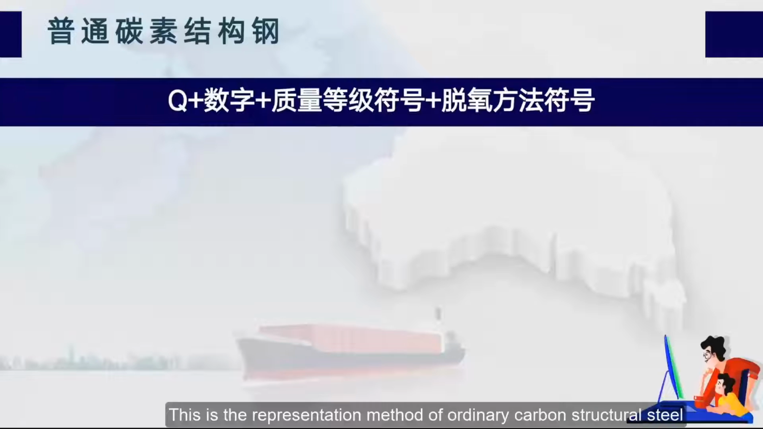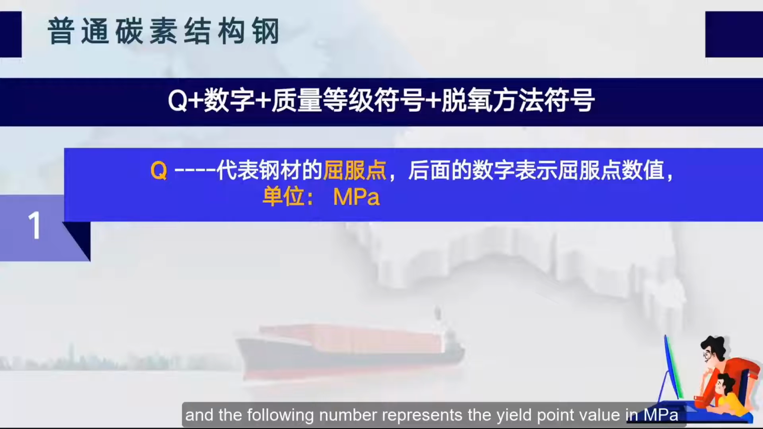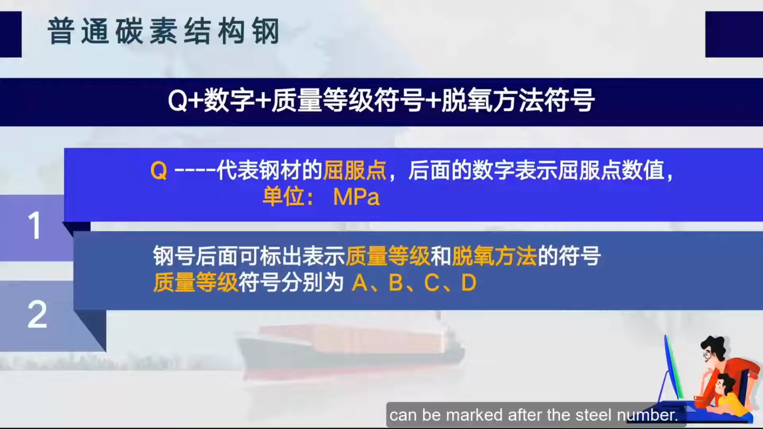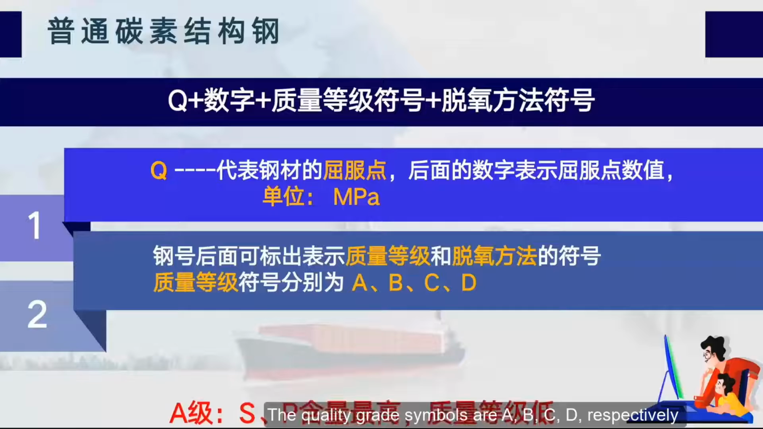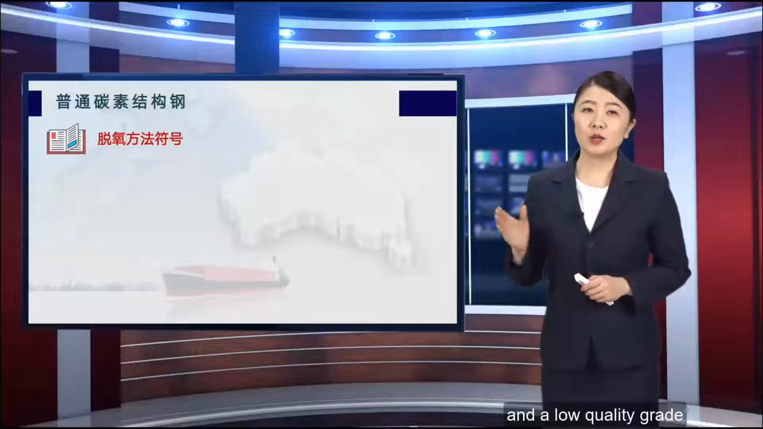This is the representation method of ordinary carbon structural steel. Q represents the yield point of the steel, and the following number represents the yield point value in MPa. If necessary, symbols indicating quality grade and deoxidation method can be marked after the steel number. The quality grade symbols are A, B, C, D, respectively. Grade A represents the highest content of sulfur and phosphorus and a low quality grade.